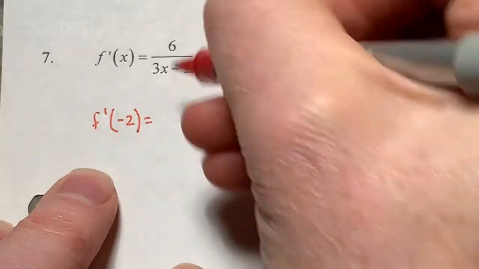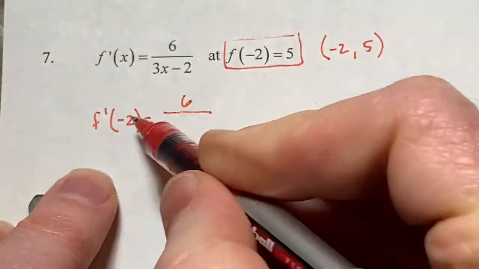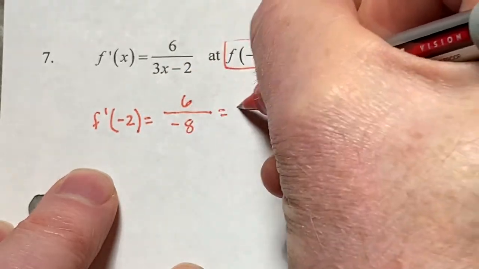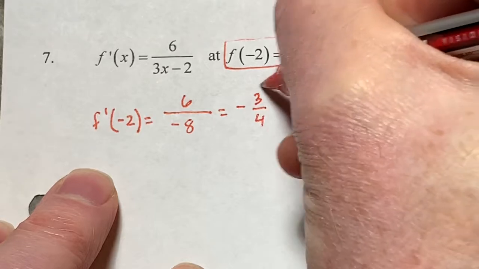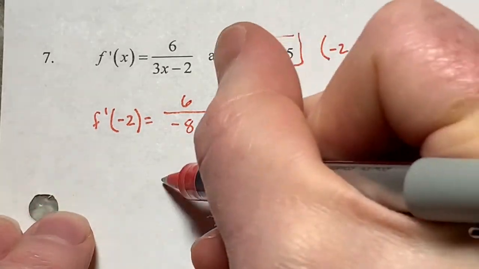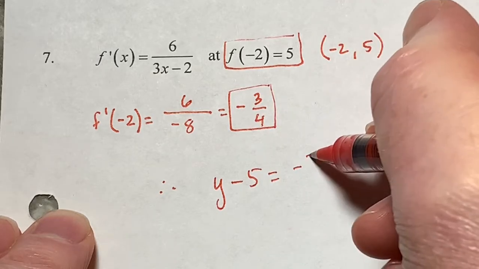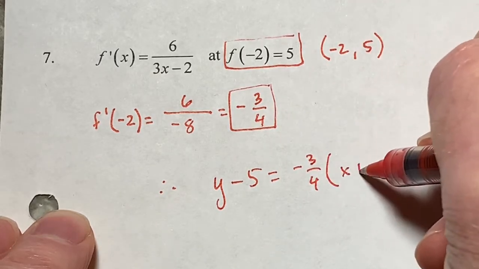So plug a -2 in here. 6 is still on the top. -6 minus 2 is -8. So I get a slope of -3/4. So y minus the y, slope, x minus the x.